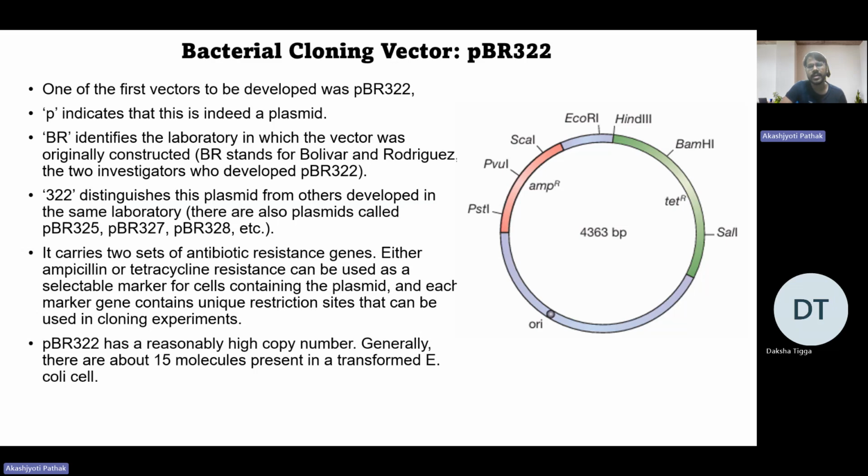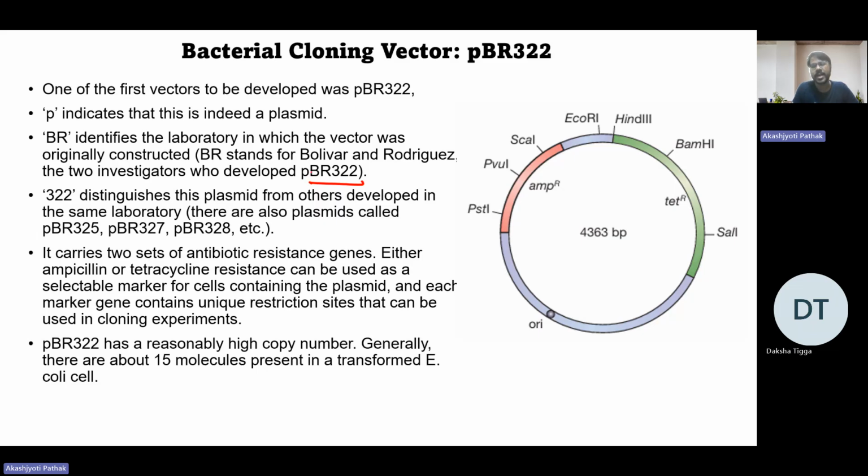Now there are different bacterial cloning vectors like pBR322, pUC19. All these things were discussed in the lecture, so just a quick revision. What are these vectors? In pBR322, P indicates it is a plasmid and BR indicates the laboratory in which the vector was constructed. It stands for Bolivar and Rodriguez, the two investigators who developed pBR322, and 322 distinguishes this plasmid from others.